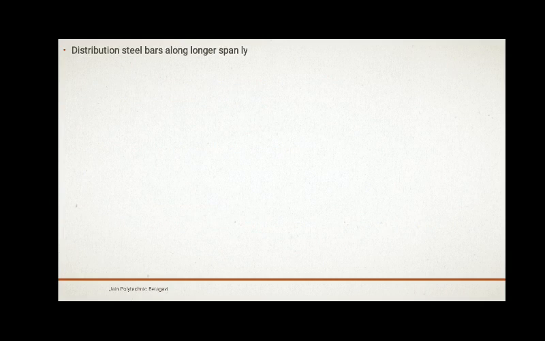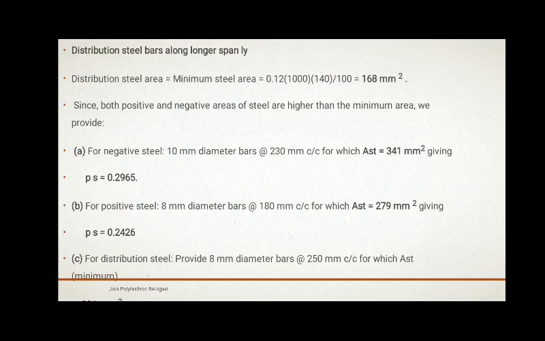Now distribution steel bars along the longer span Ly. Distribution bars as per IS 456 is 0.12 percent of b D square. Why 0.12? Because Fe we are using is 415. Since both positive and negative areas of steel are higher than the minimum area, we provide accordingly.